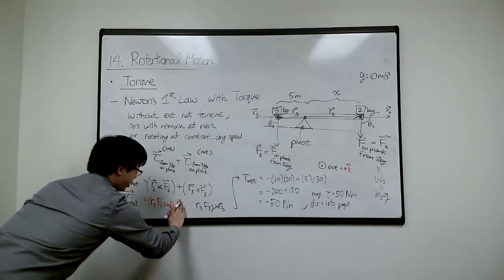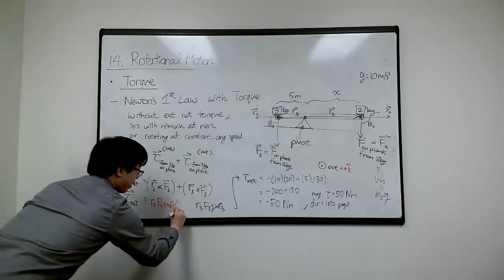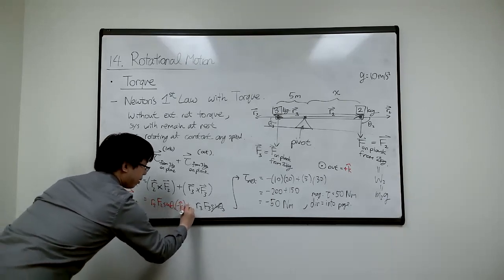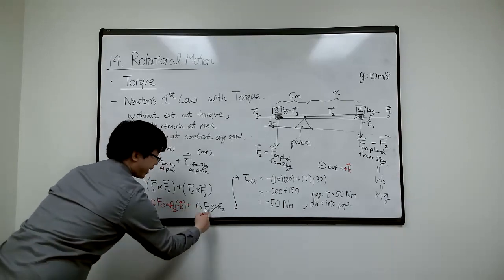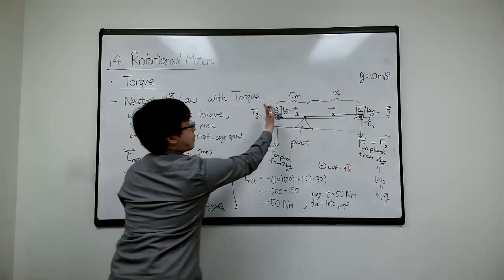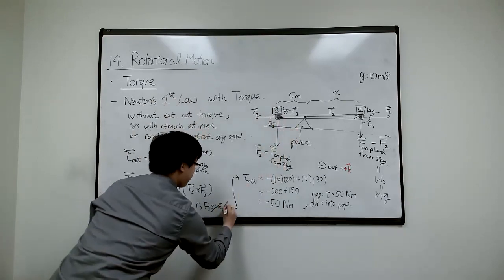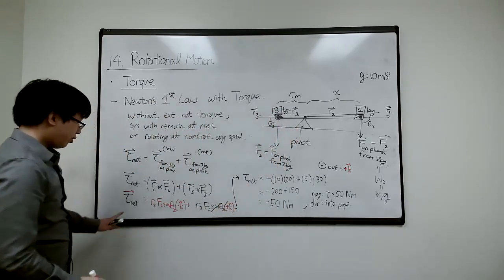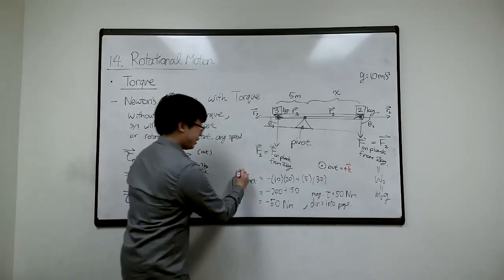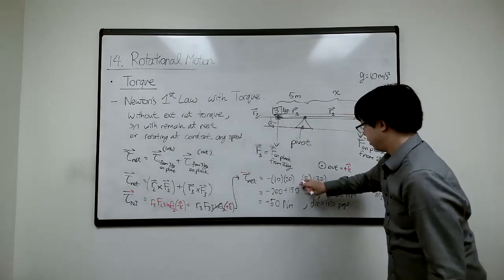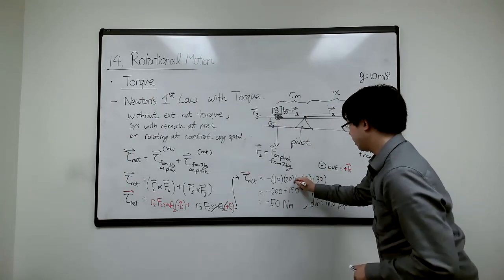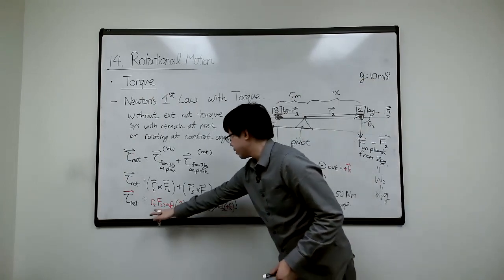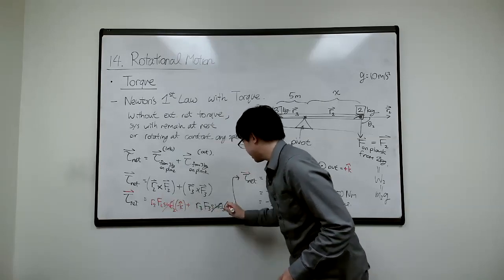That's the magnitude times minus K hat plus R3 F3 sine 3. But this is out, right? So this is positive K hat. So the tau net vector is this. And we have this, right? So this is going to be 1, this is going to be 1.